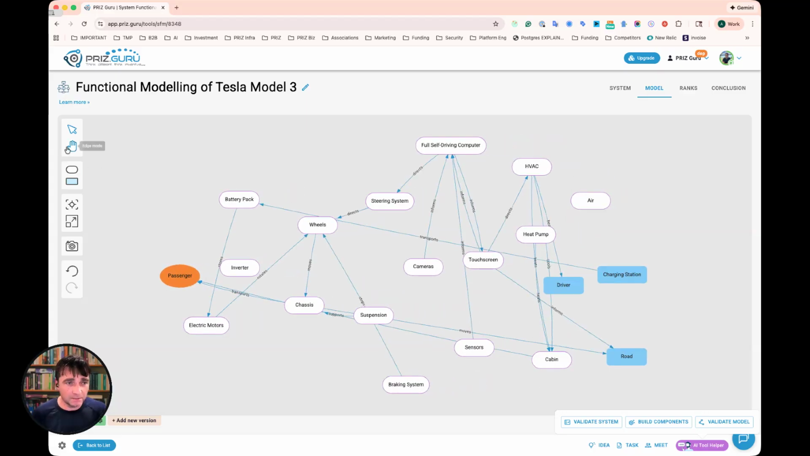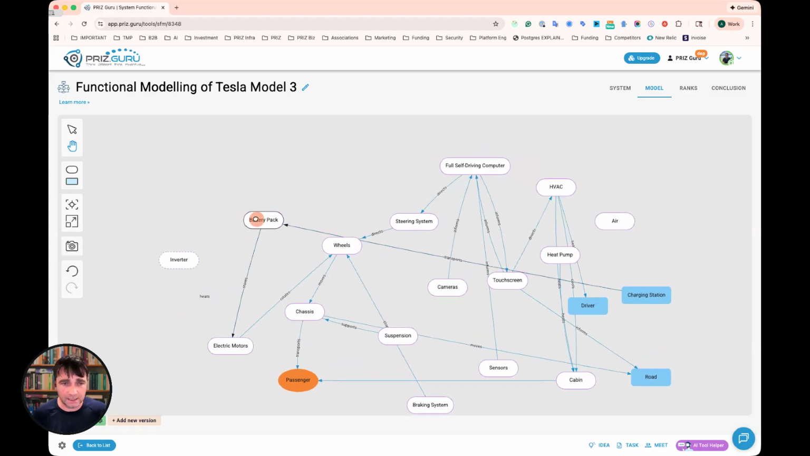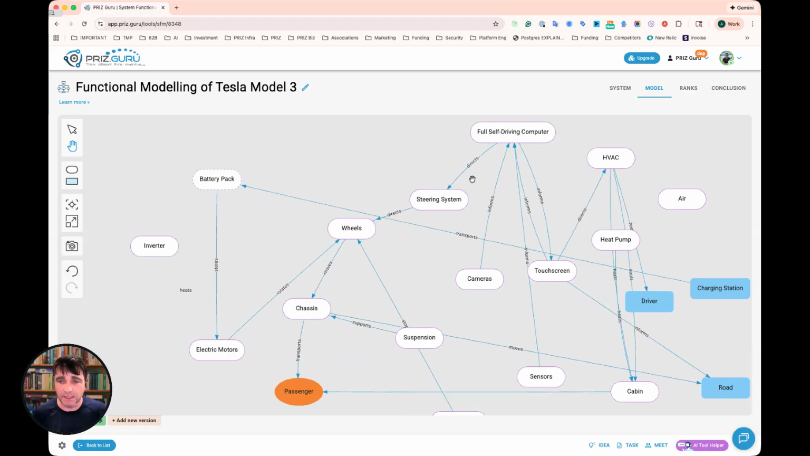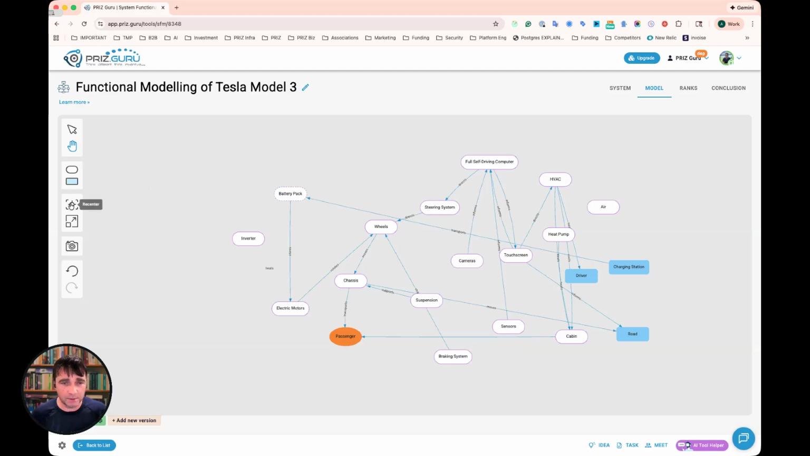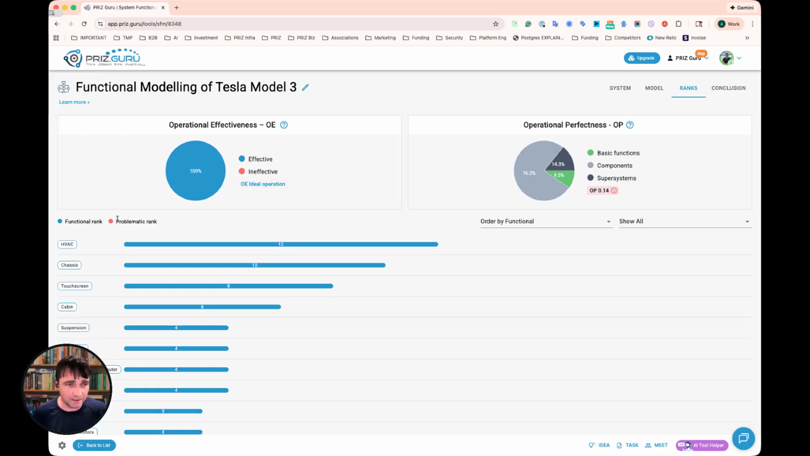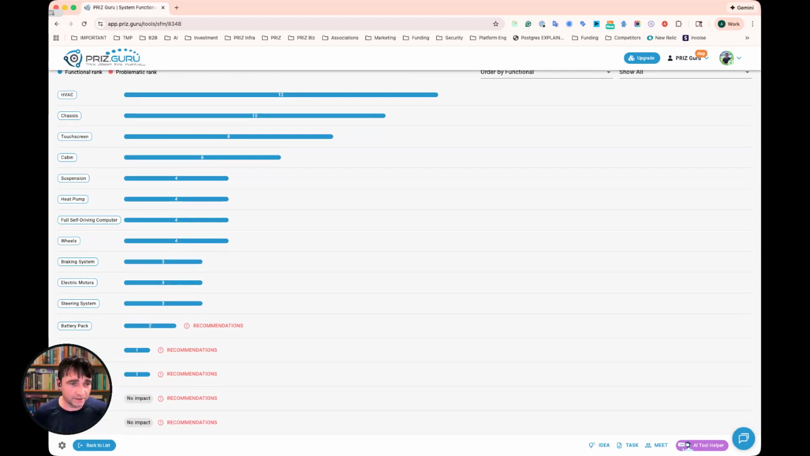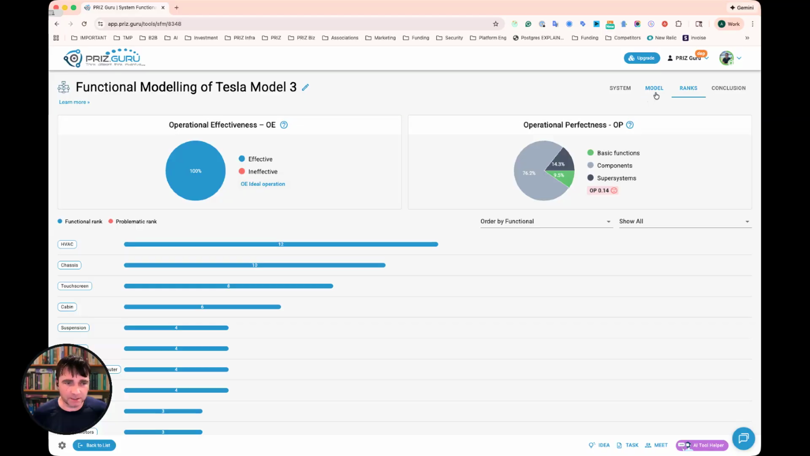Now, this model is a good, solid draft. It has components, and it has the functions in between them. It already has a starting point that people can start playing with and improve on. We already have some rankings. For example, HVAC, for some reason, has the highest functionality, where the inverter has no functionality, which is weird, right? We know that in the Model 3, it's actually a pretty important piece.